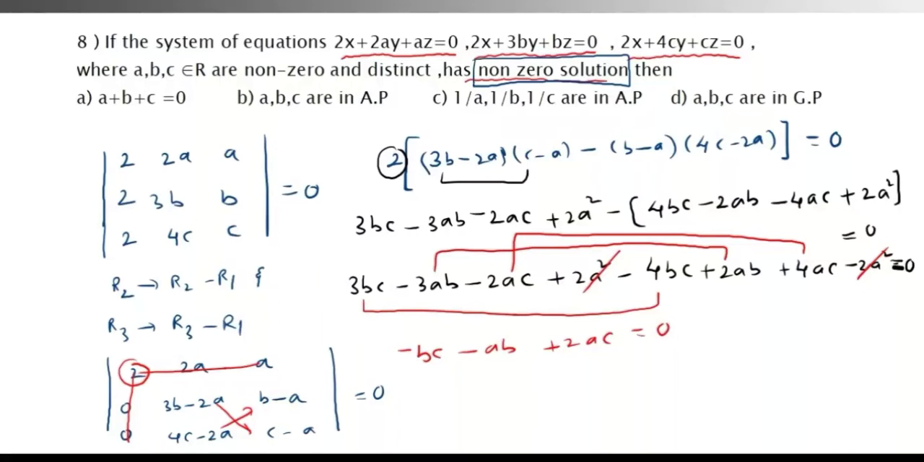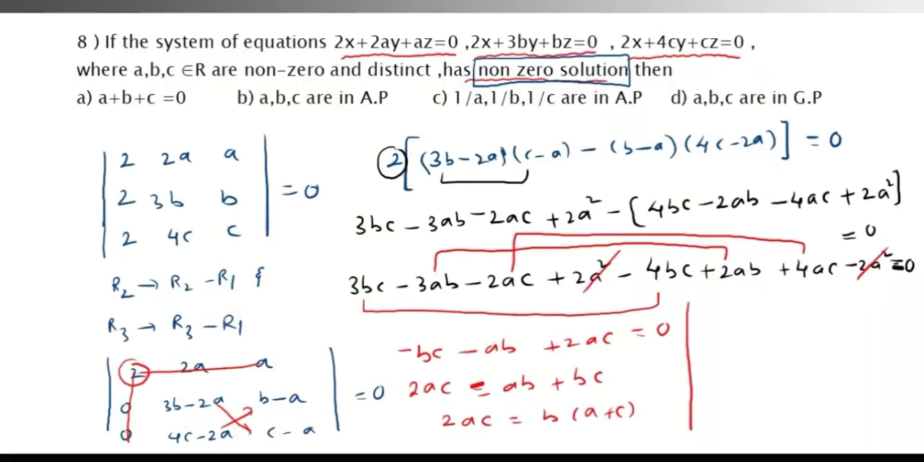Right? Now send these negative values to the right hand side, you will get 2ac is equal to ab plus bc. Now 2ac is equal to, take b common, you will get a plus c.